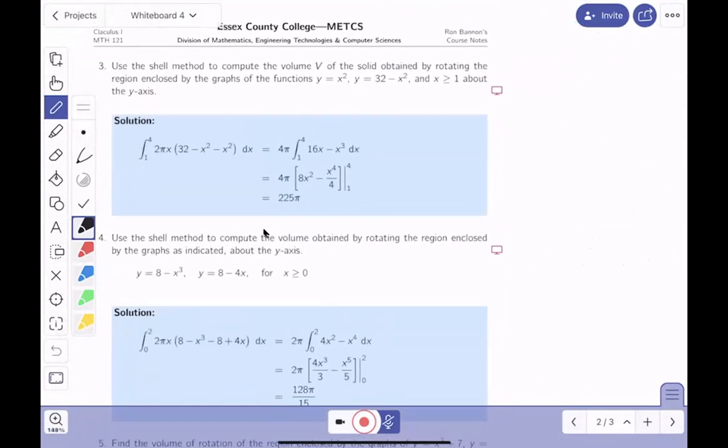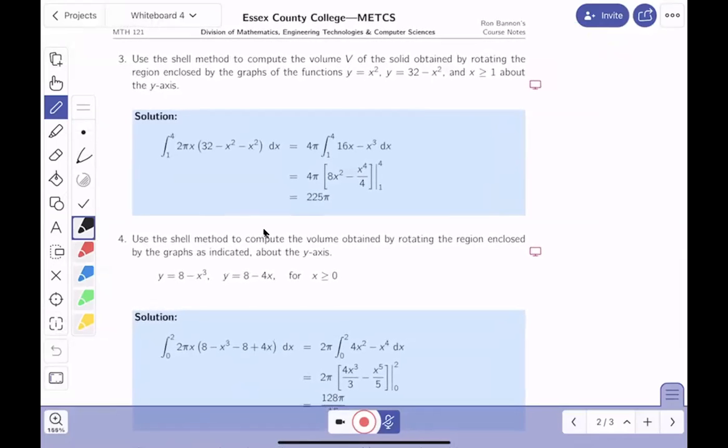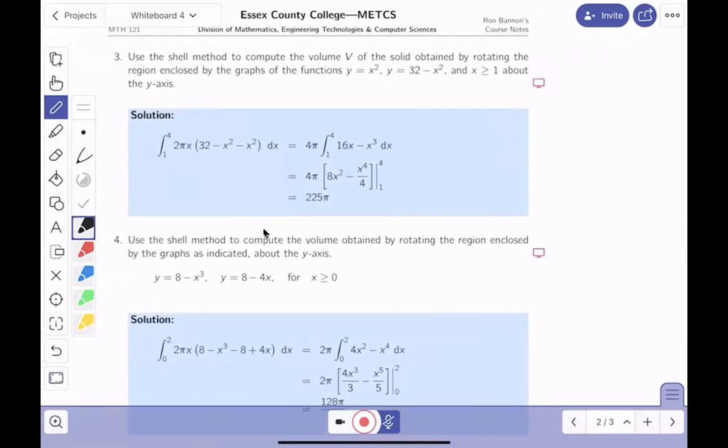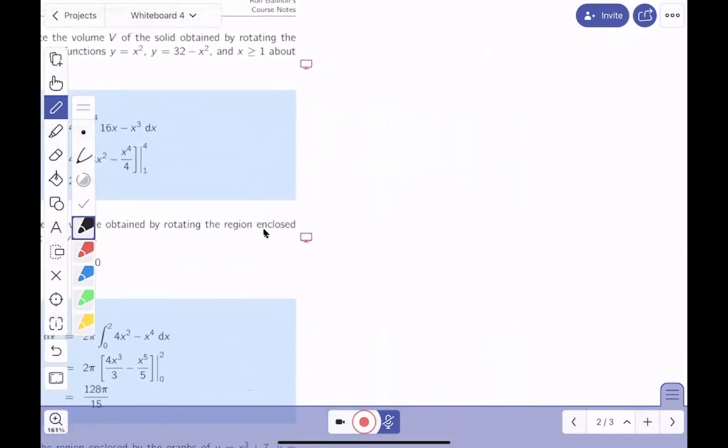And again, I'm looking at it, and my goal here is to try to understand the problem. And it says use the shell method. Well, this is all about shell method now. And I got 2 functions. I'll try to graph those out for you. And they're relatively simple functions to graph. And what's it going to be? Y equals x squared. And the other function's y equals 32 minus x squared.